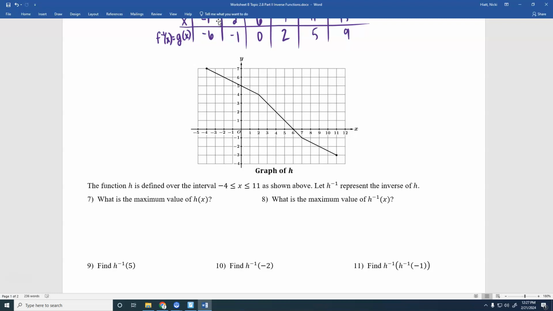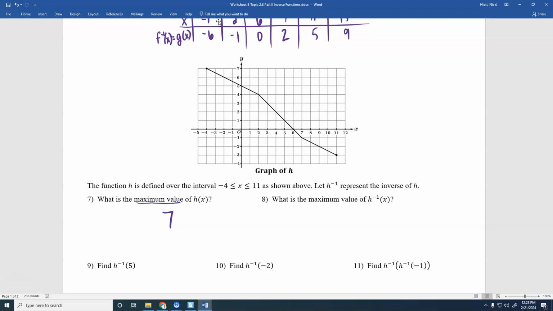Okay? First of all, what is the maximum value of h? They're not asking about the inverse right now. They're asking about h. It is 7. Right? It is the y coordinate, because when it asks us for maximum value, it's asking for the y coordinate of that point. Okay? All right.